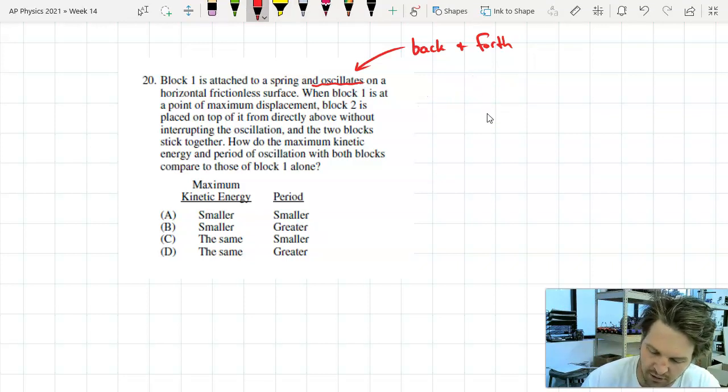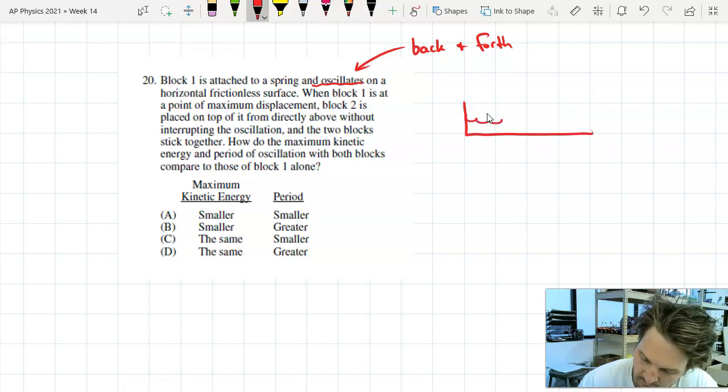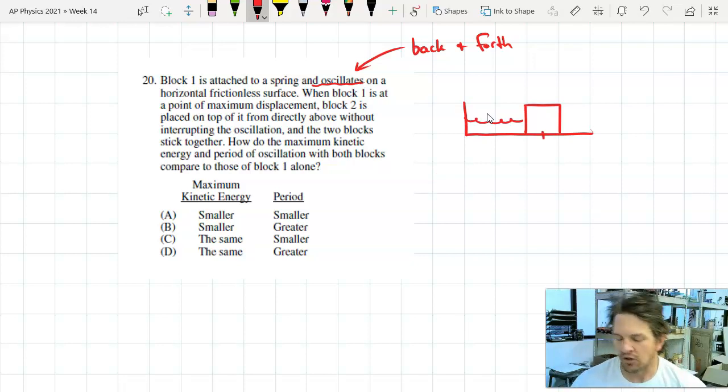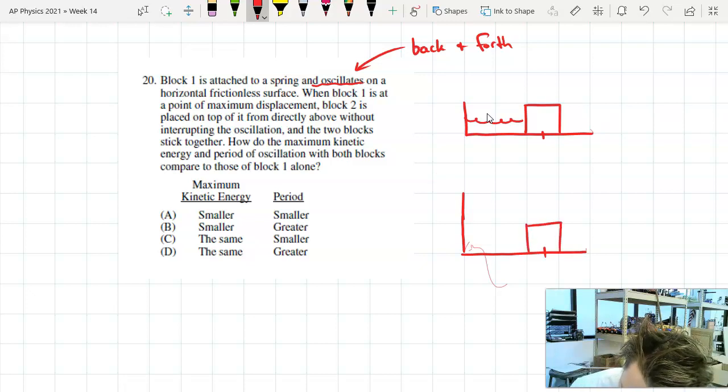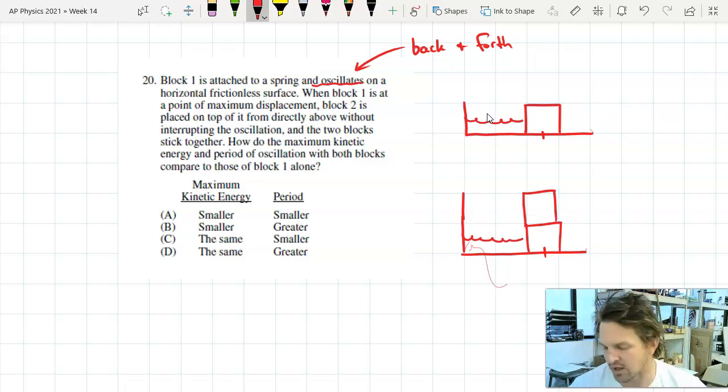Okay, so we have block 1 is at a point of maximum displacement, and then another block gets put on top of it. So there was this spring. It was at its maximum displacement, and then all of a sudden down here at that same spot, another block, same exact block, got put on top of it. And the question is, how does this affect the period and the maximum kinetic energy?